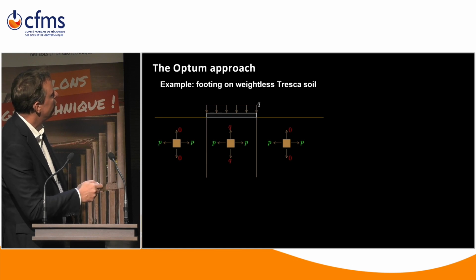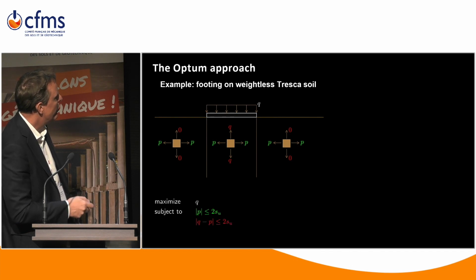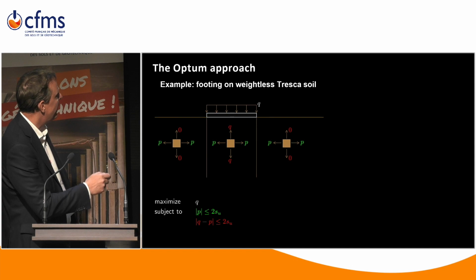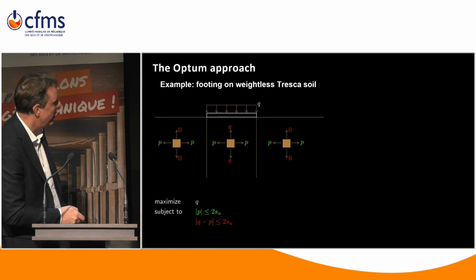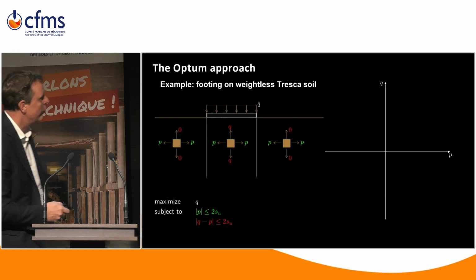Call these two stresses here P and Q. So P horizontally and Q vertically. And then we have an optimization problem. Again, it's a maximization problem. Maximize Q subject to the yield condition being satisfied out here. So P minus 0 should be less than 2 SU. And in the central patch, Q minus P should be less than or equal to 2 SU.